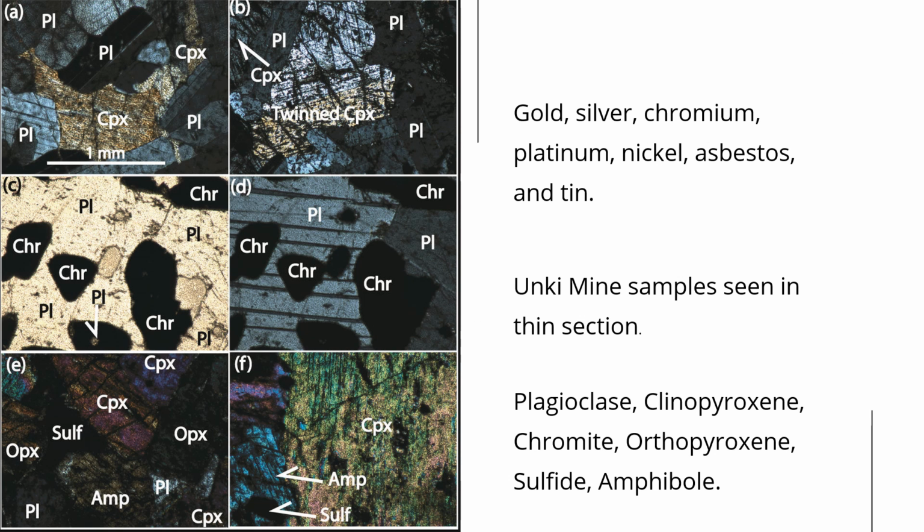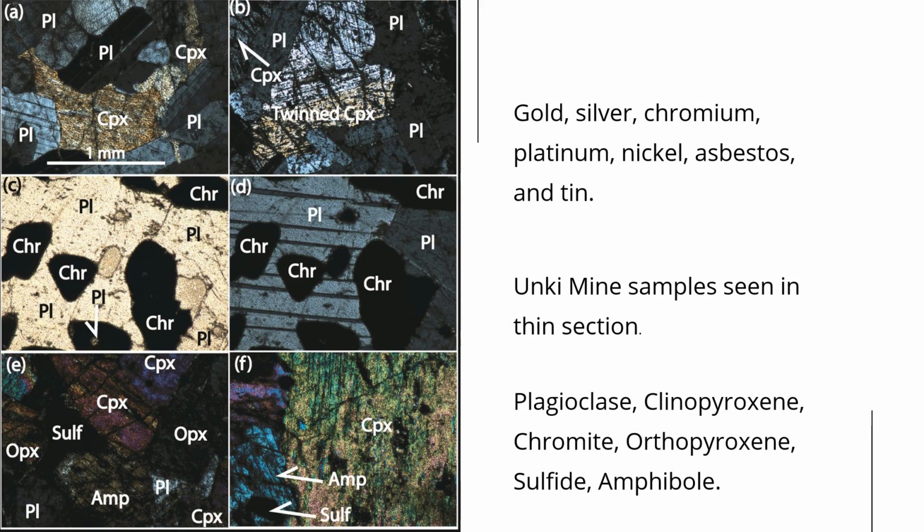So a basic overview of the mineral composition is gold, silver, chromium, platinum, nickel, asbestos, and tin minerals that are found within this Great Dyke that are extremely useful when extracted, very valuable minerals. You can see some thin sections here. These samples were taken in the stratigraphically topmost area of the Anuki mine mentioned earlier.